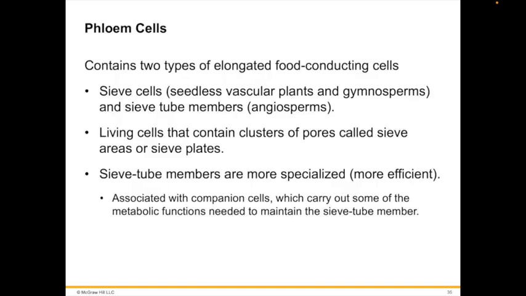Each sieve tube member is associated with an adjacent specialized parenchyma cell known as a companion cell. Companion cells apparently carry out some of the metabolic functions needed to maintain the associated sieve tube member, because the sieve tube member lacks a nucleus. So in angiosperms, a common initial cell divides asymmetrically to produce a sieve tube member cell and its companion cell. Companion cells have all the components of normal parenchyma cells, including nuclei.